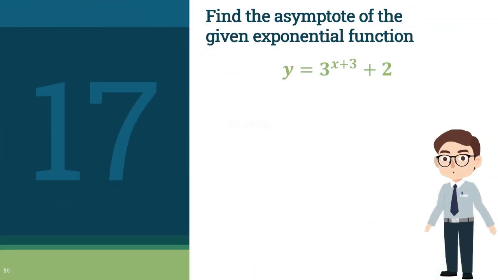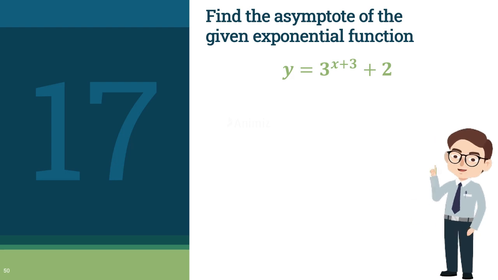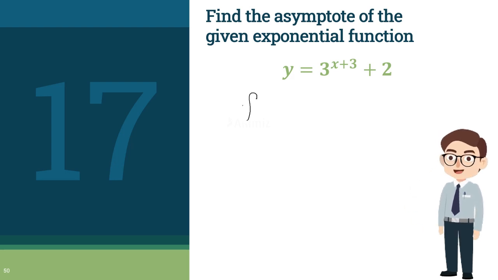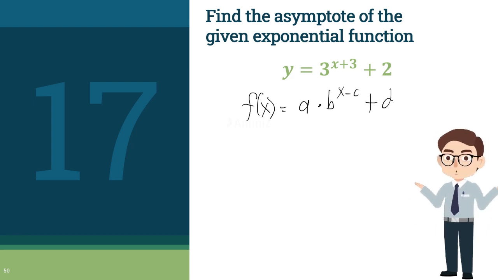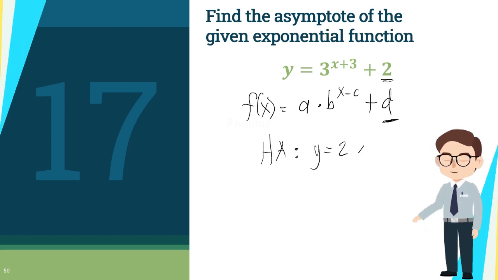For example, find the asymptote of the given exponential function y is equal to 3 raised to x plus 3, plus 2. Since our function is in the form of f of x is equal to a multiplied to b raised to x minus c, plus d, and d is equal to 2, our horizontal asymptote is y is equal to 2.